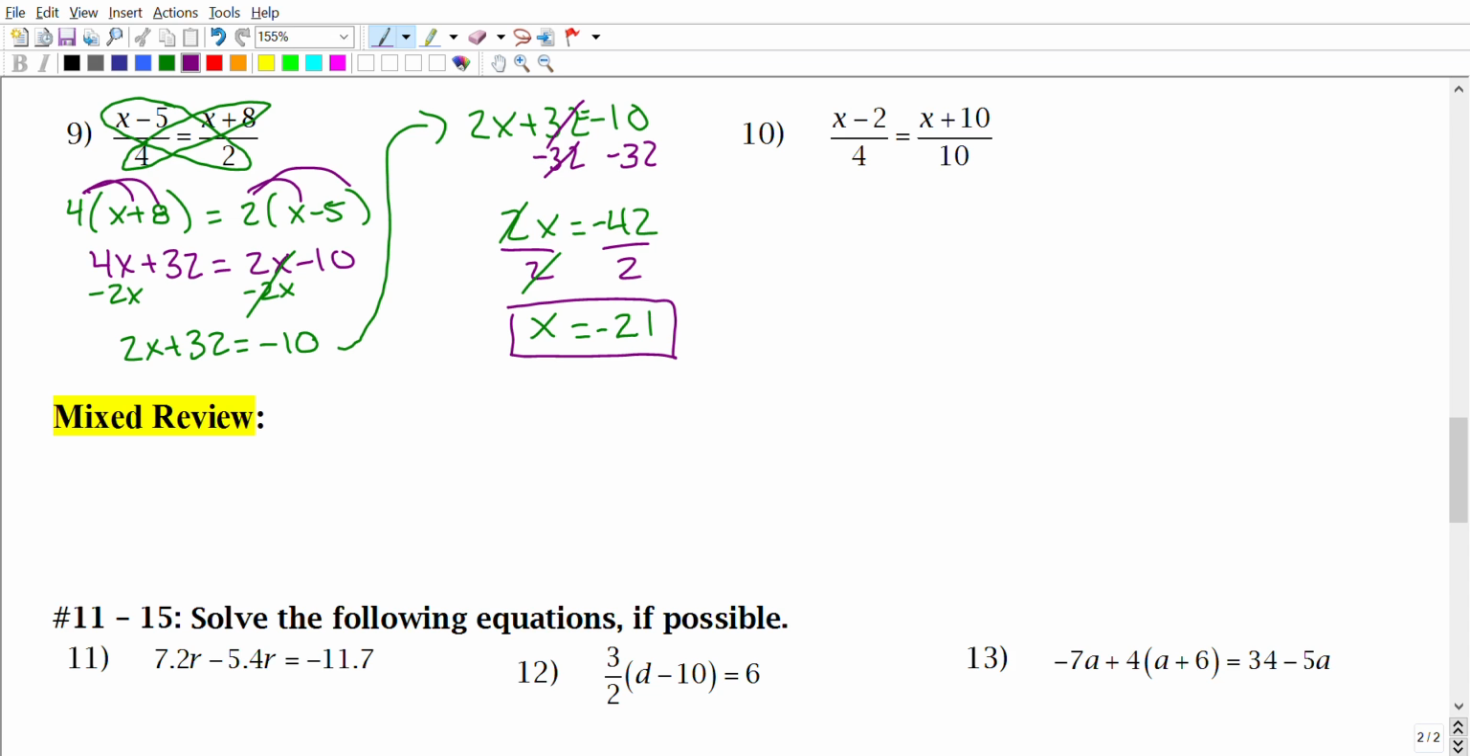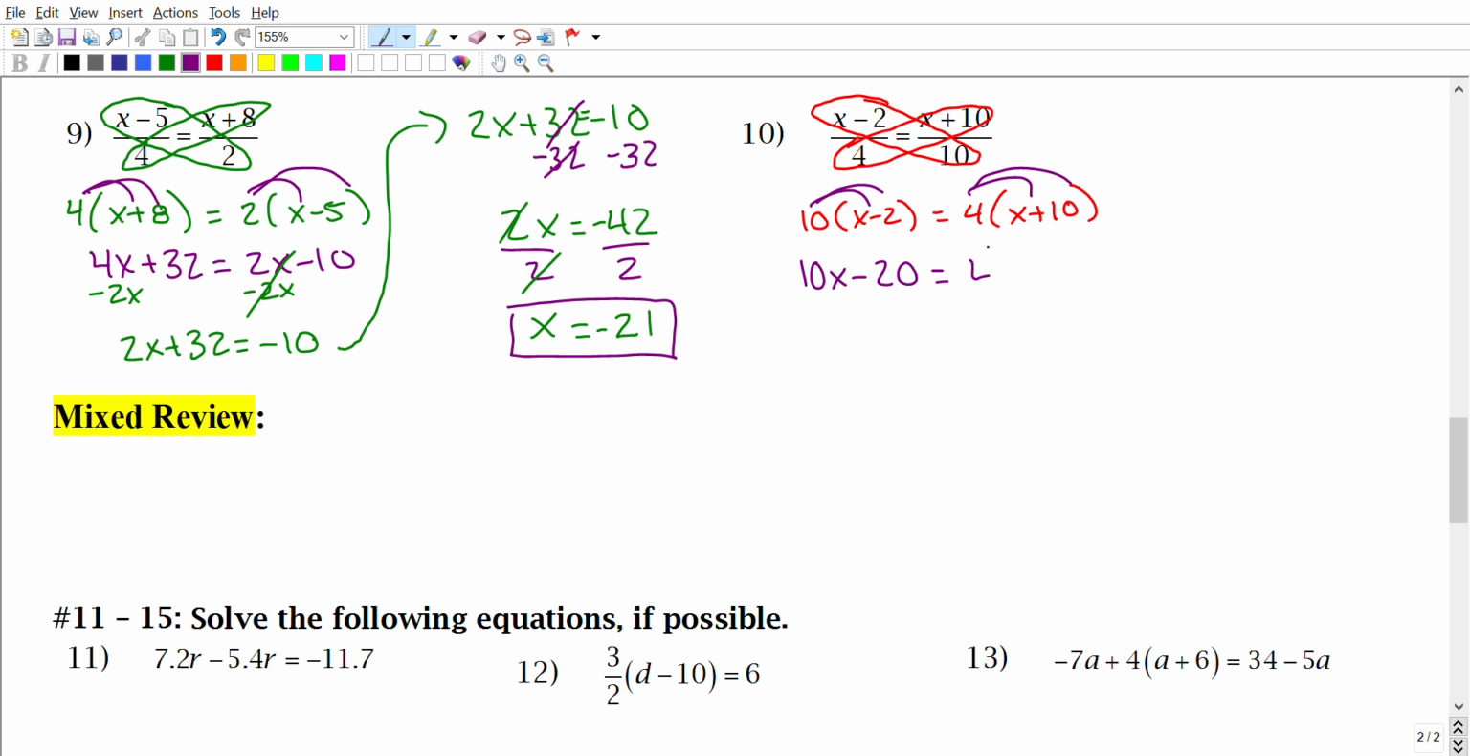Alright guys, let's go ahead and try this problem out. So, I'm going to cross multiply these first, so 10 parentheses x minus 2. And then I'm going to cross multiply the 4. So 4x plus 10. Awesome. So let's keep going. So I'm going to distribute both of these terms. So I get 10x minus 20 equals 4x plus 40.